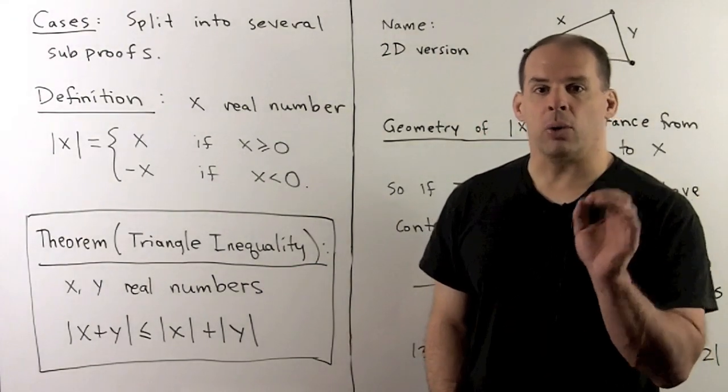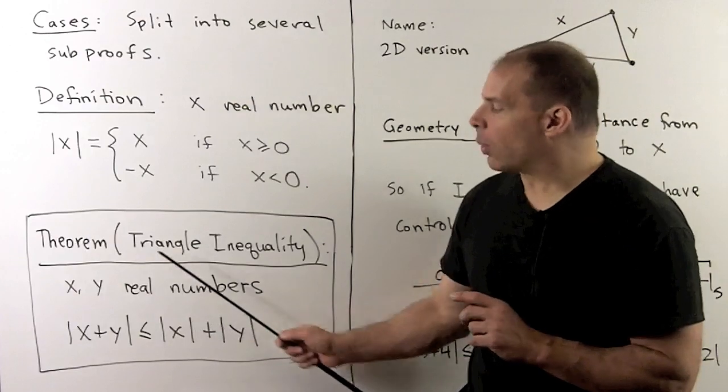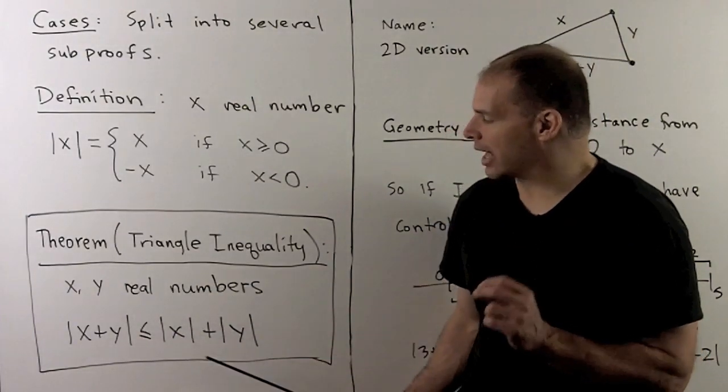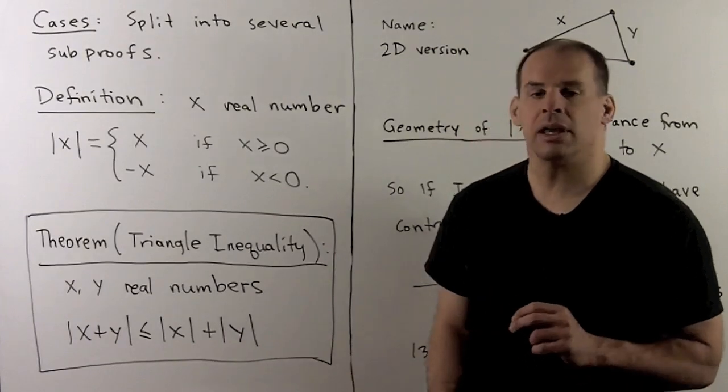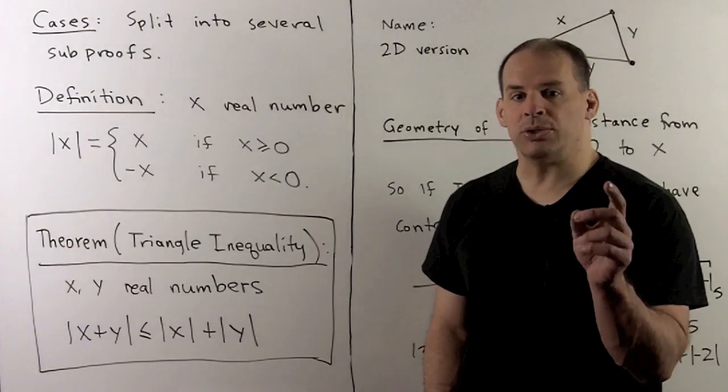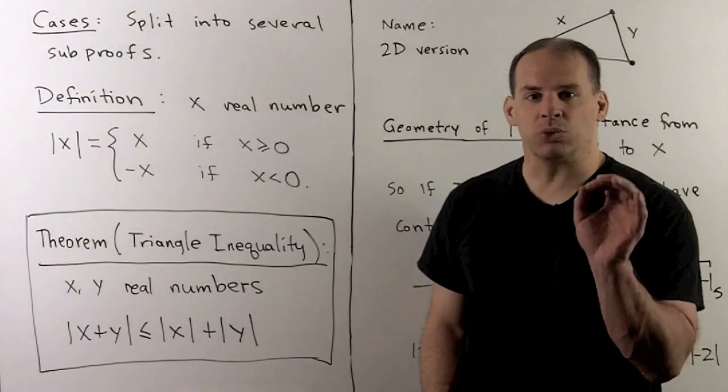Now, the triangle inequality says, okay, with x and y real numbers, then the absolute value of x plus y is less than or equal to the absolute value of x plus the absolute value of y. Before we do the proof, let's talk about what this really means.